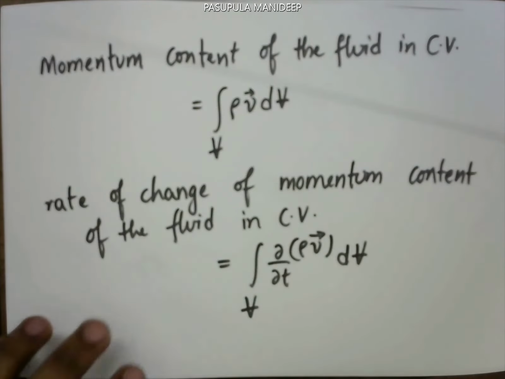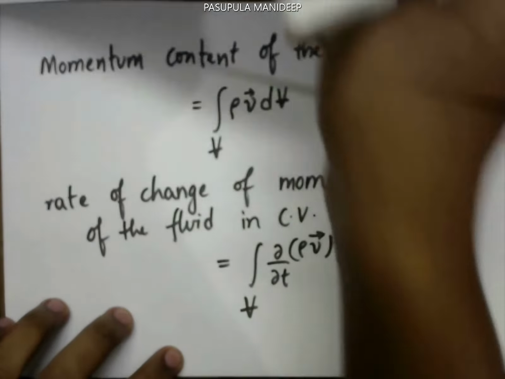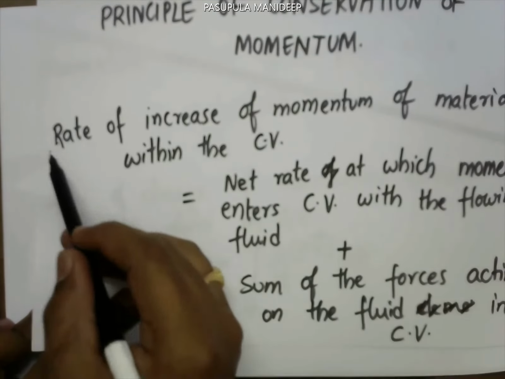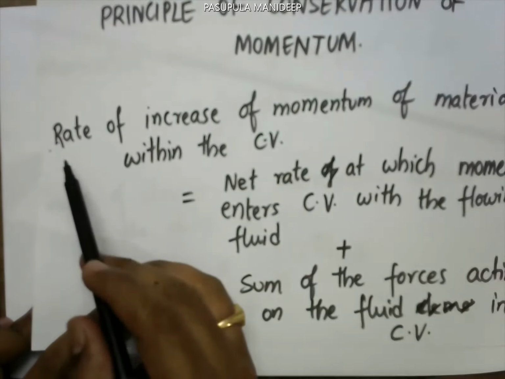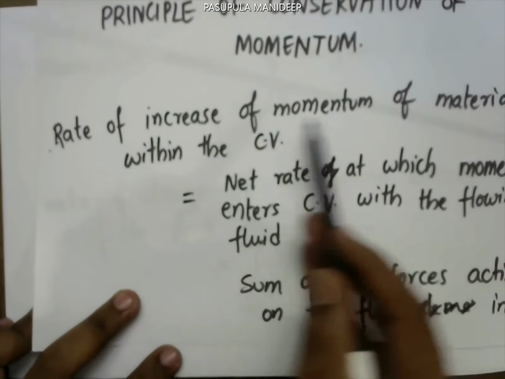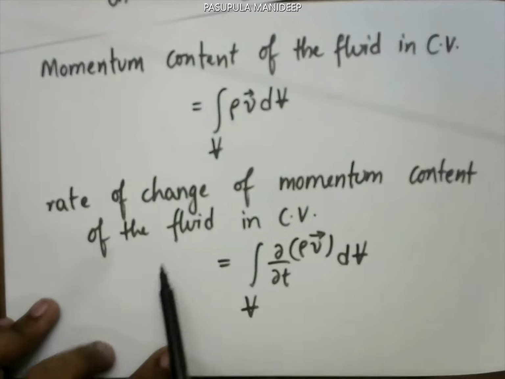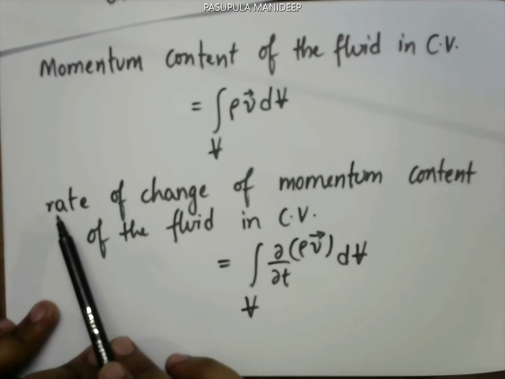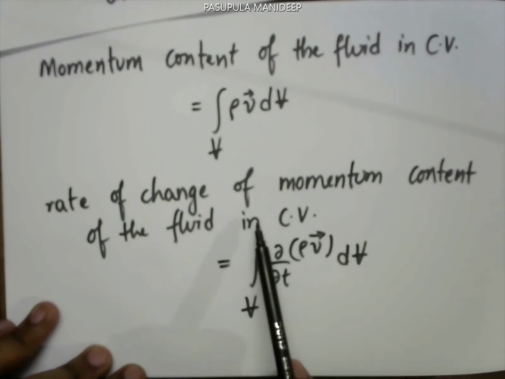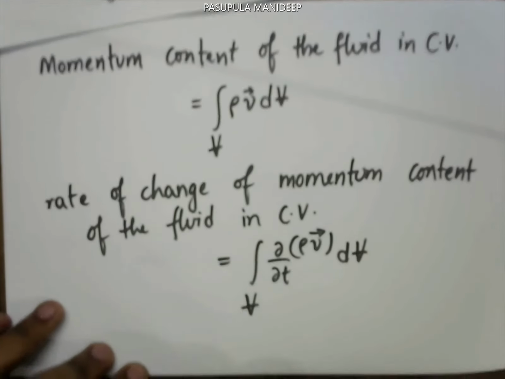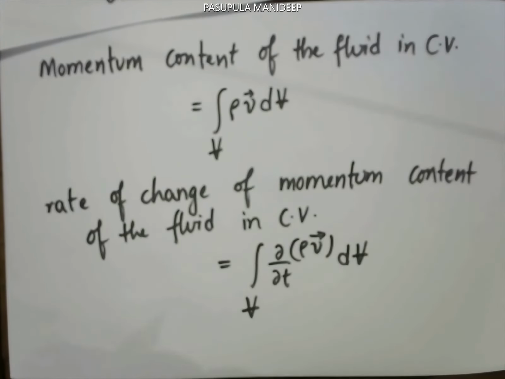Now we have just derived the mathematical form of the LHS. As you can see, the LHS is the rate of increase of momentum of the material within the control volume. This is the same thing: the rate of change of momentum content of the fluid in the control volume. Now let us derive the RHS of the verbal statement.